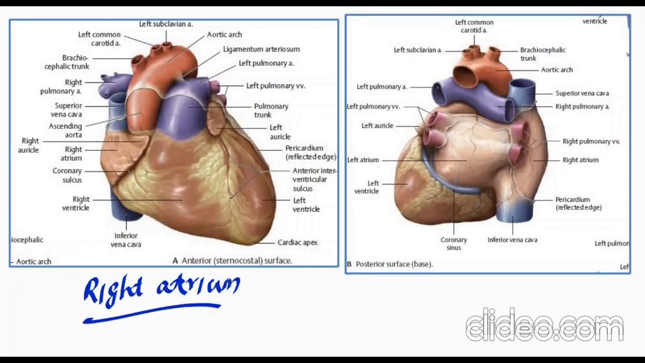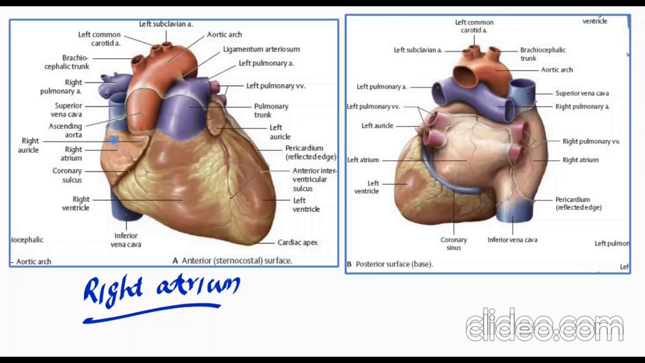Hello, today in this video we are going to see the right atrium. In this first diagram, you are seeing the sternocostal surface of the heart. Let us see the structures seen. We have the right atrium, the right ventricle, left ventricle, superior vena cava, inferior vena cava, ascending aorta, and the pulmonary trunk.